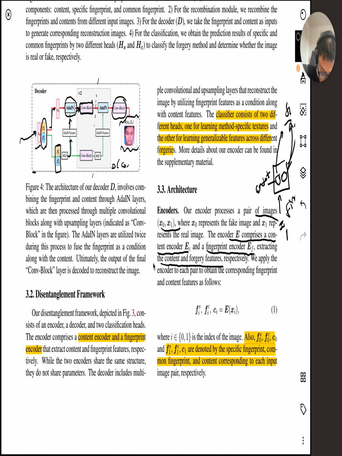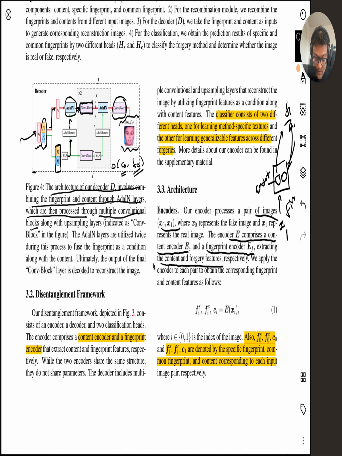What d(c0, f0) means is that you're given a content image c0 and it has a forgery-specific feature f0, and you're able to generate an image which is the combination of the content and the forgery together. This is basically what they call their decoder. They say that the architecture of our decoder D involves combining the fingerprint and content through adaptive instance normalization layers, which are then processed through multiple convolutional blocks.